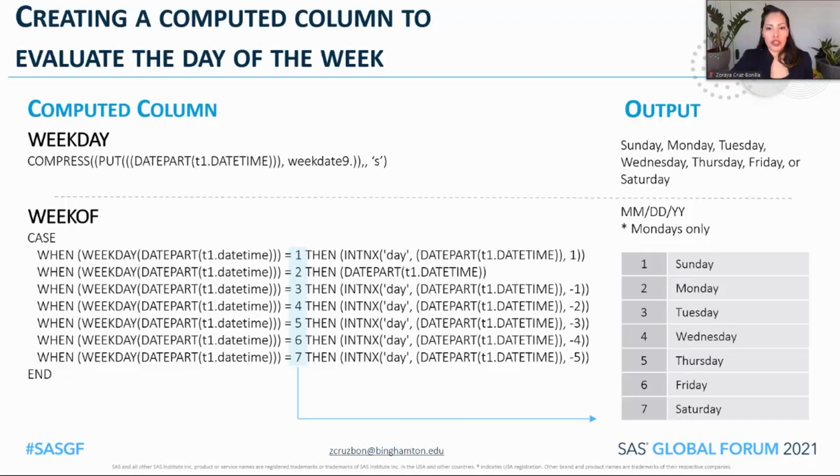In the next example shown, we want to extrapolate the Monday corresponding to the submission date. In other words, if it was submitted on Sunday, then we want to know Monday's date. If it was submitted on Thursday of that same week, then we want the output to still be Monday's date. To accomplish that, we need to use the INTNX function, which will be explained further in the next slide. But what you should gather from this slide is that the numerals used in the logic statement correspond to the day of the week, with 1 corresponding to Sunday, 2 to Monday, and so on.